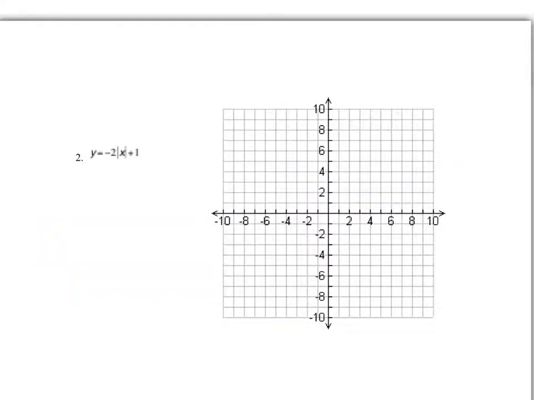So let's do the same thing with this one. I think this is the second one that was on your sheet, negative 2 absolute value of x plus 1. When you graph this one, you get an inverted, an upside down V with its vertex at 0, 1. So domain and range again? What's the domain of that? All real numbers? Yep. So I'm going to just say negative infinity to infinity. And the range?